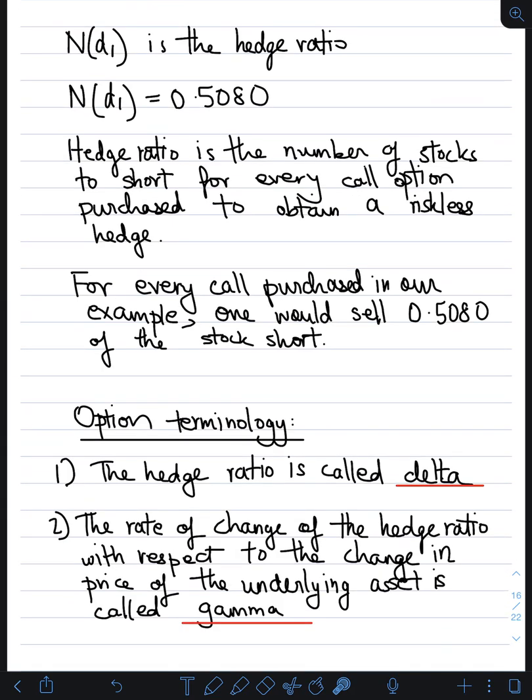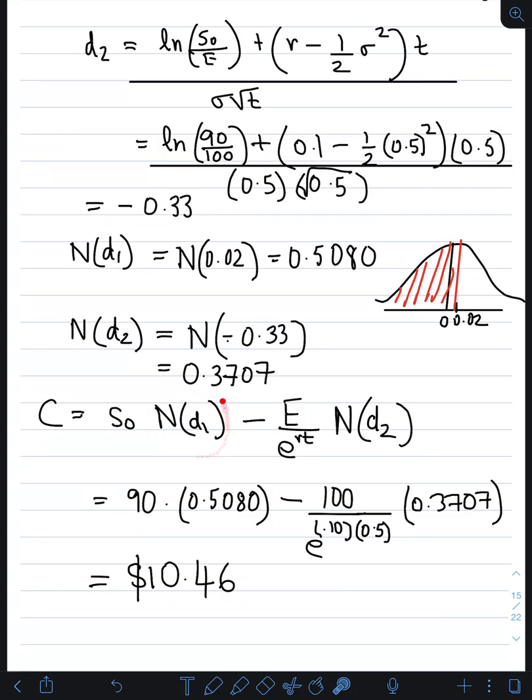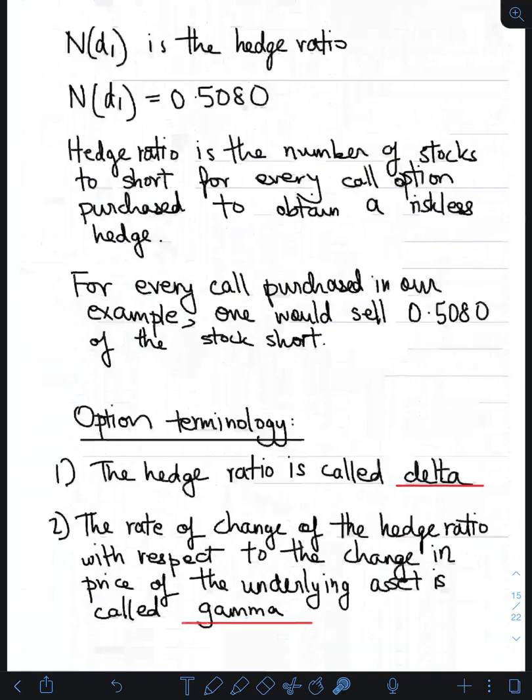Now, some terms that are related to options based on what we've just calculated, and in general. So, N of D1, the first term in the Black Scholes model formula, is called the hedge ratio. Okay, we had a value of 0.5080. What is the hedge ratio? It's the number of stocks you need to short for every call option that you purchased in order to obtain a riskless hedge, in order to avoid any adverse effects of the stock price.